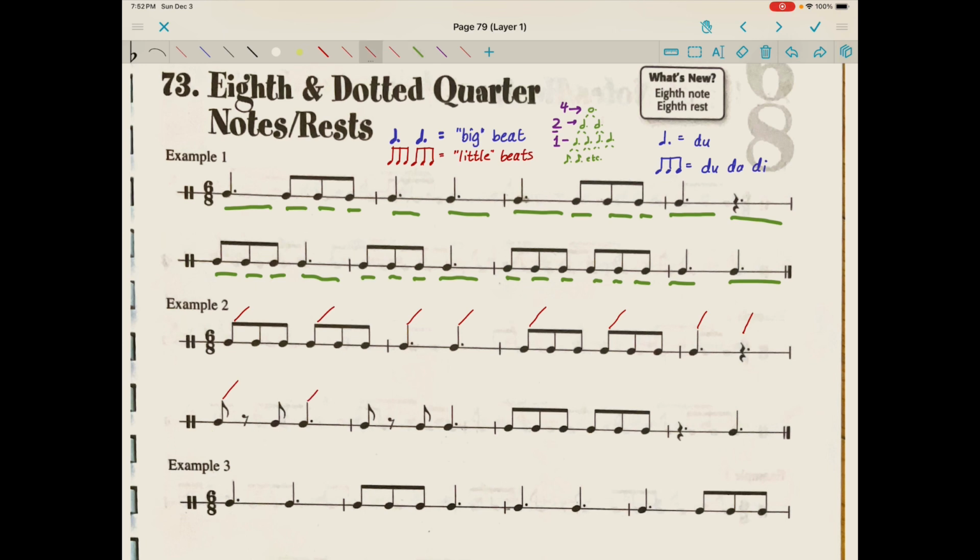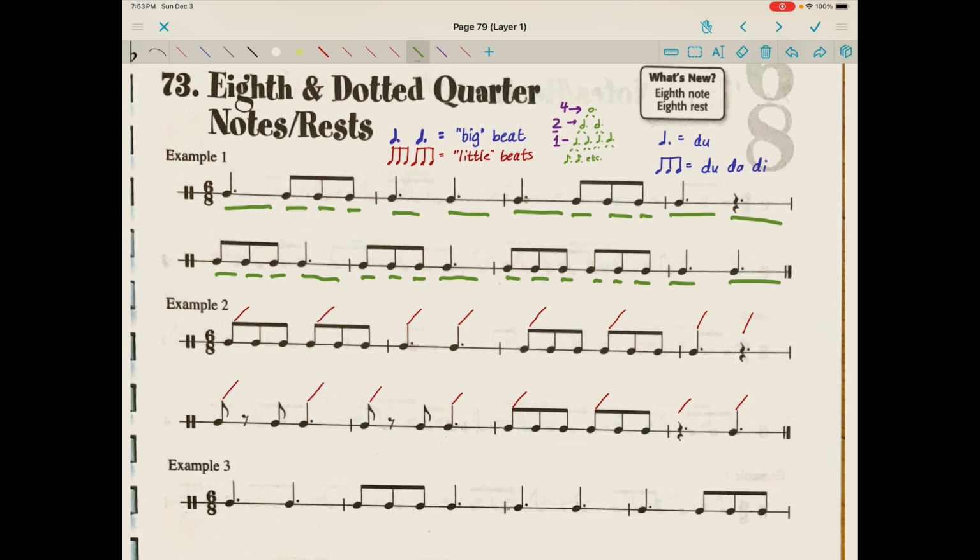Our next do falls here on the dotted quarter note. Then we have our next do starting with that eighth note. Again, three eighth notes together, an eighth note, an eighth rest, and another eighth note are equivalent to one big dotted quarter note beat in 6-8 time. Here's our next do. Our next do falls here, three eighth notes together equal our one big beat. Do, do on the dotted quarter rest, and do on the dotted quarter note.